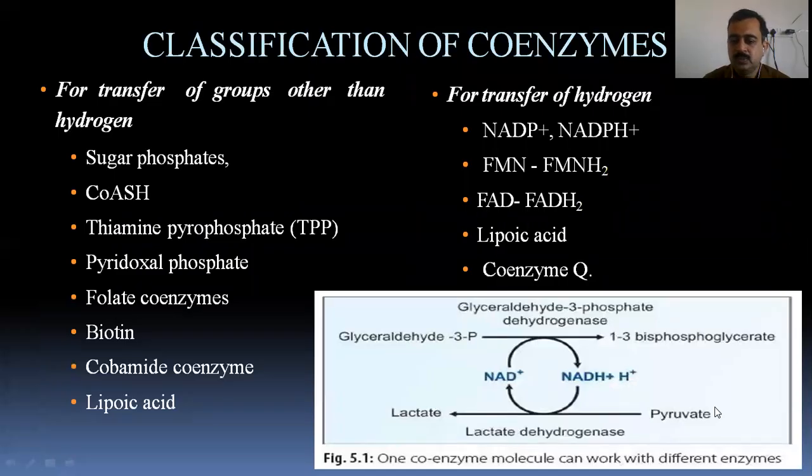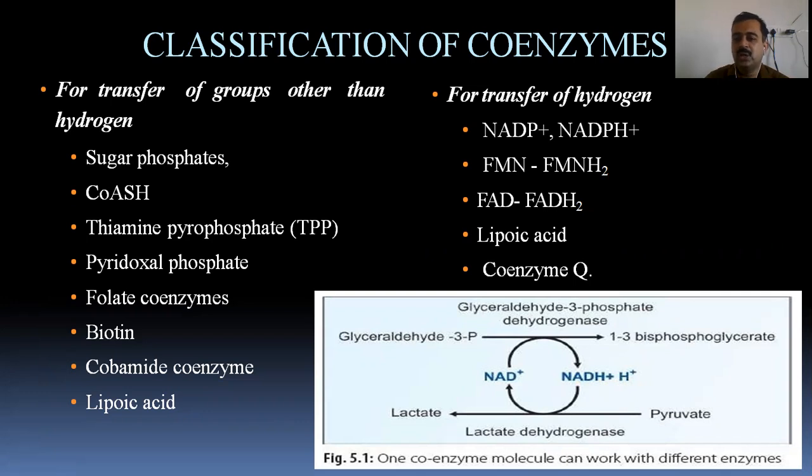Now, these enzymes are classified by their specific coenzymes. How are they classified? First, transfer of groups other than hydrogen. If hydrogen is not being transferred, then what is being transferred? It is sugar phosphates, coenzyme A, thiamine pyrophosphate, pyridoxal phosphate, folate coenzymes, biotin, cobamide coenzymes, and lipoic acid. All these are called group transfer mechanisms other than hydrogen.